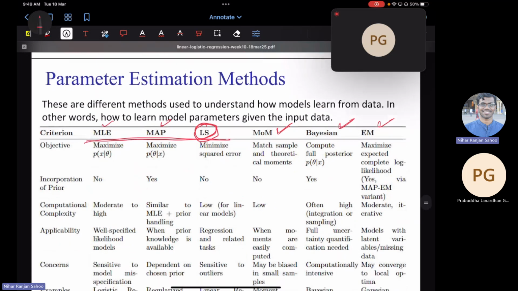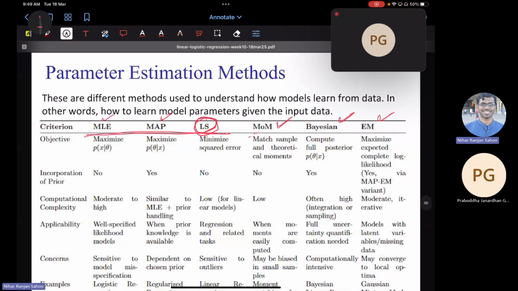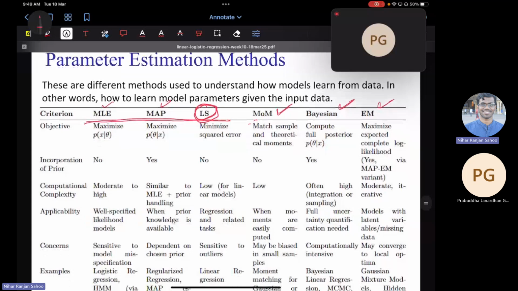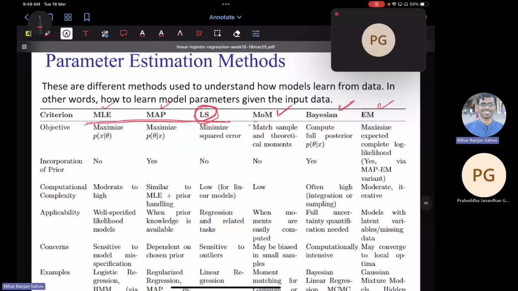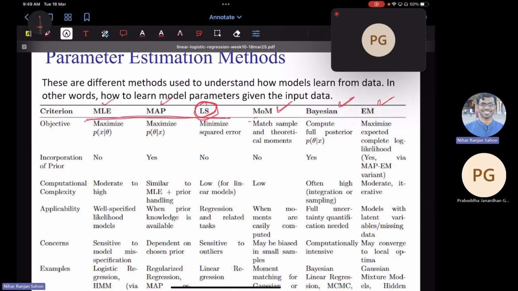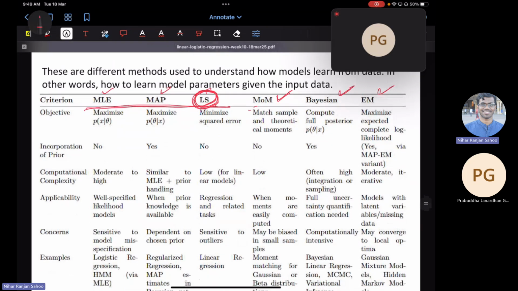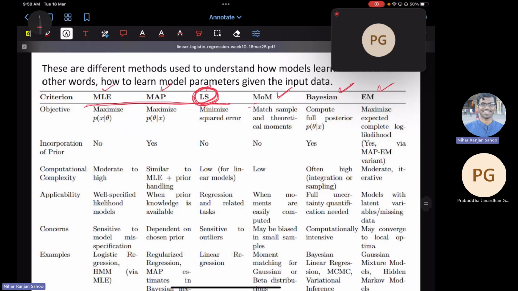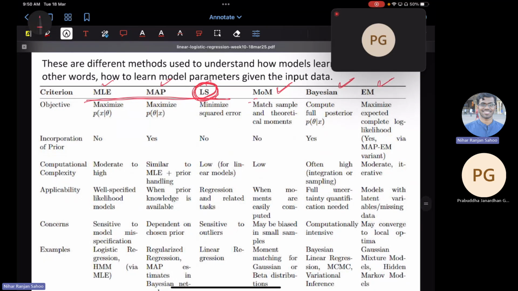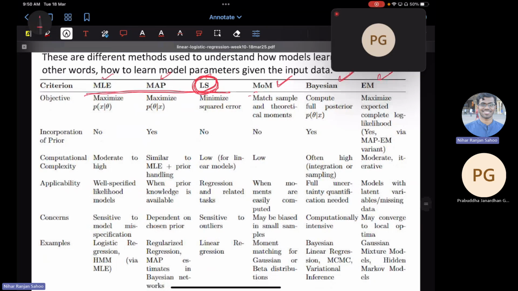Later you can discuss MOM, Bayesian, EM on your own with your friends, or you can study this from other courses, right? I'm not going to discuss all these points individually. We have already discussed the least square regression algorithm, so you see all the criteria and check whether they're matching or not. If not, you can ask me. So MLE and MAP we'll discuss today. In the end, maybe also in the next class, we'll revisit this table, particularly for these three columns, right?